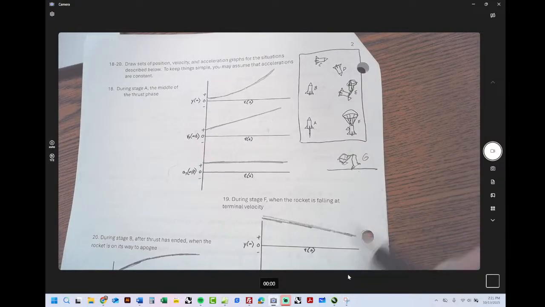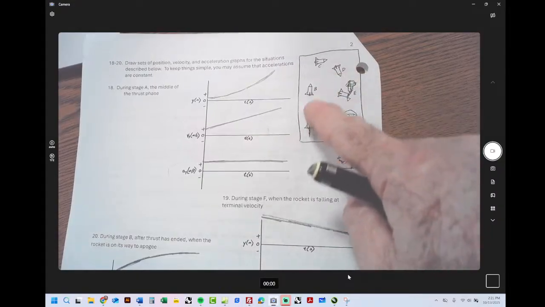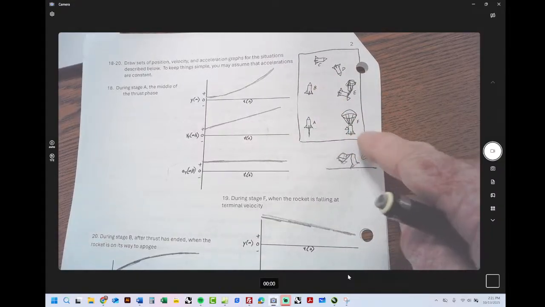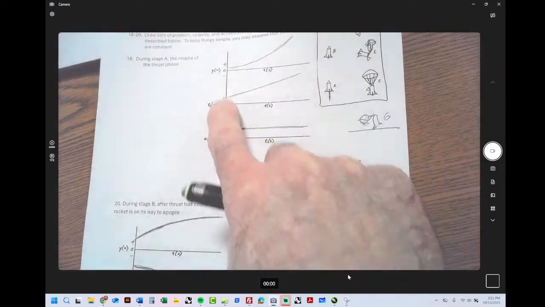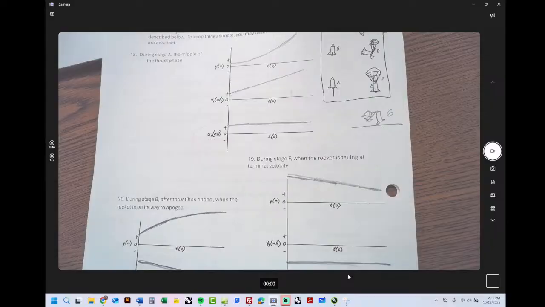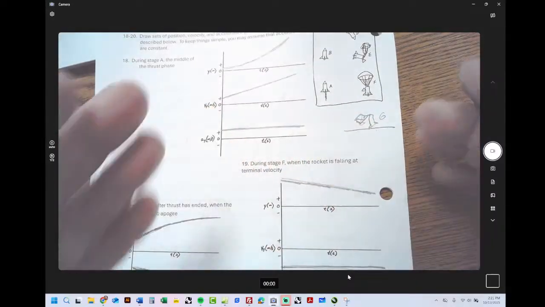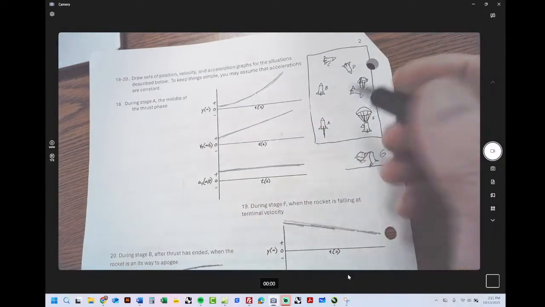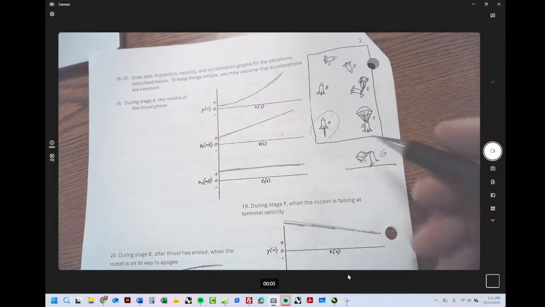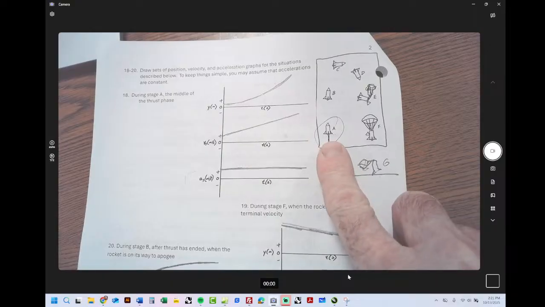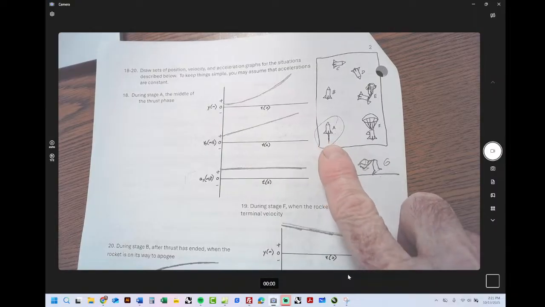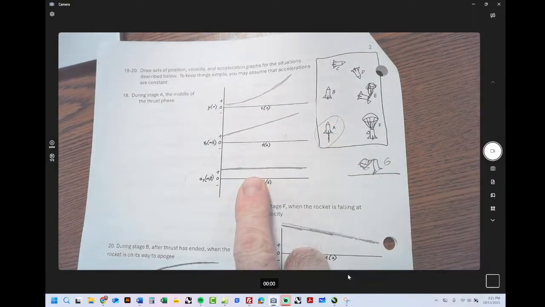It's just touched the ground and it's coming to a stop. So on the real test, I may pick any of these A, B, C, D, E, F, or G, and then have you sketch position, velocity, and time graphs. So I'm going to explain what's going on here, and then I might talk about some other ones. The first, stage A. To do this right, you need to be familiar with what's going on, and you also need to be able to do graphing.